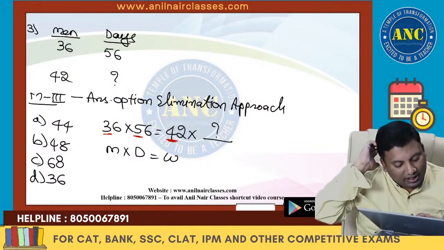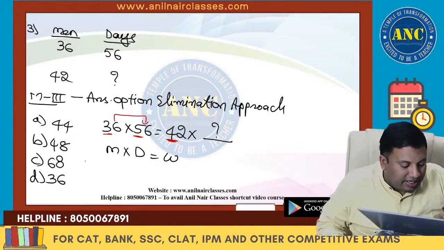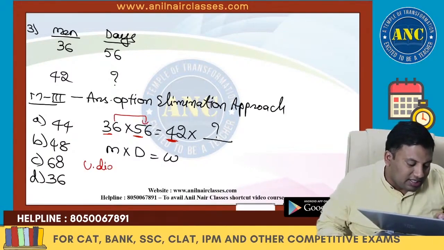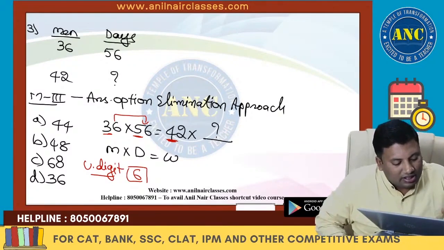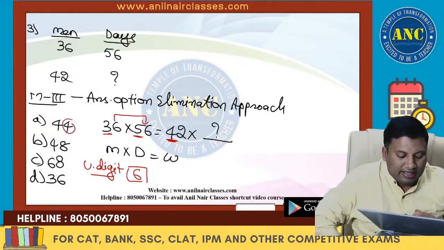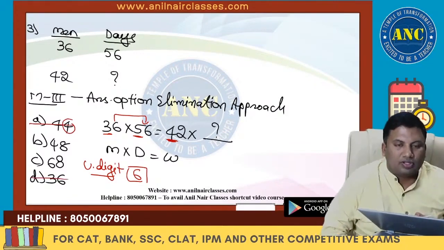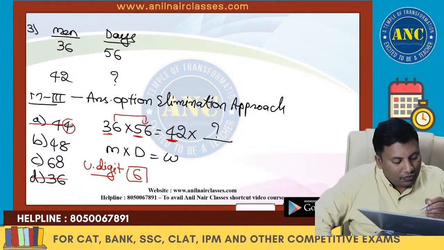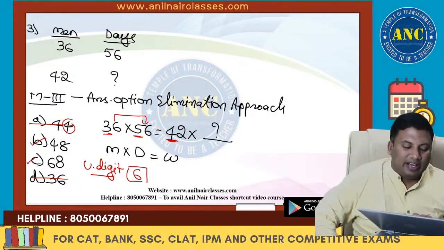But if you observe, listen carefully, 6 into 6, the unit digit is 6. 6 6s are 36, unit digit is 6. On the right hand side also, the unit digit should be 6. 2 into 4, 8, not possible. 2 into 6, 12, not possible. So there are two cases that are possible, 48 and 68.